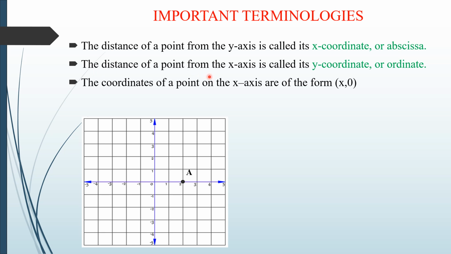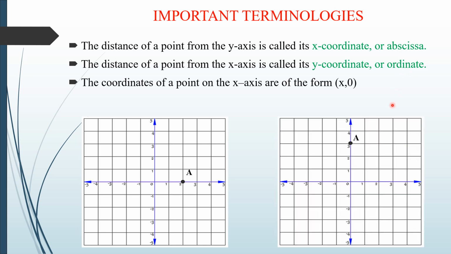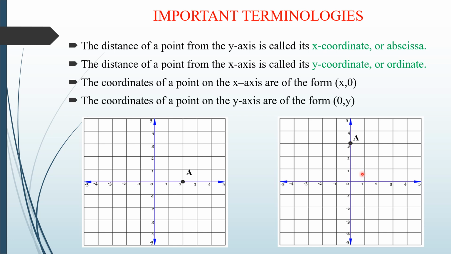Similarly, the distance of a point from the x-axis is called its y-coordinate or just ordinate. If I want to explain this with an example, suppose now I consider a point A here. Now if I want to measure the distance of this point A from the x-axis, this is our x-axis. The distance of this point A from the x-axis is nothing but 3 units. Therefore, I can say the y-coordinate or just ordinate of this point A is nothing but 3 units.